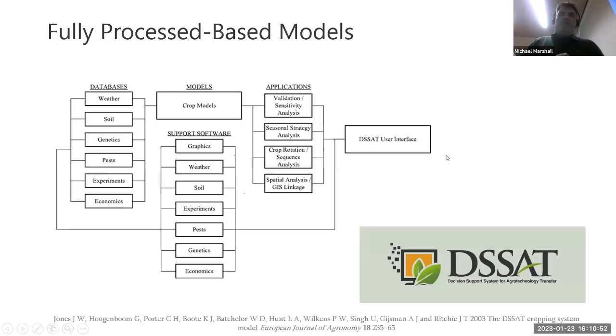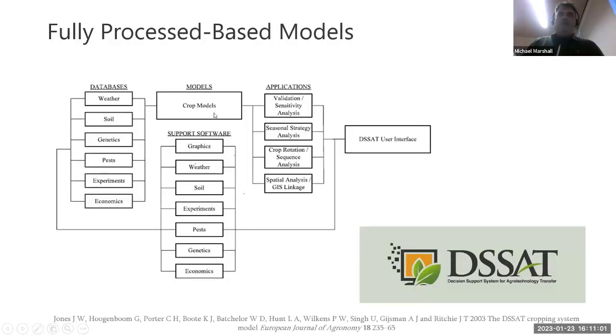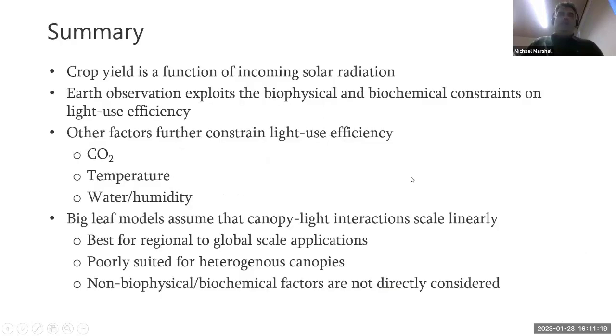This is just an example of a fully process-based model, DSSAT, and I provide a citation here. And you can see, yeah, much more sophisticated. Weather, soil, genetics, pests, there are subroutines for all of this. But you can imagine if you try to run this over a large area, there are a lot of complications. And this is my last slide, just a summary.